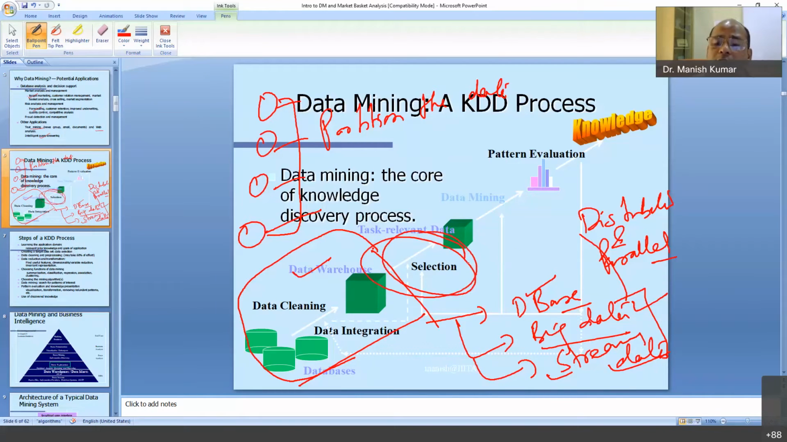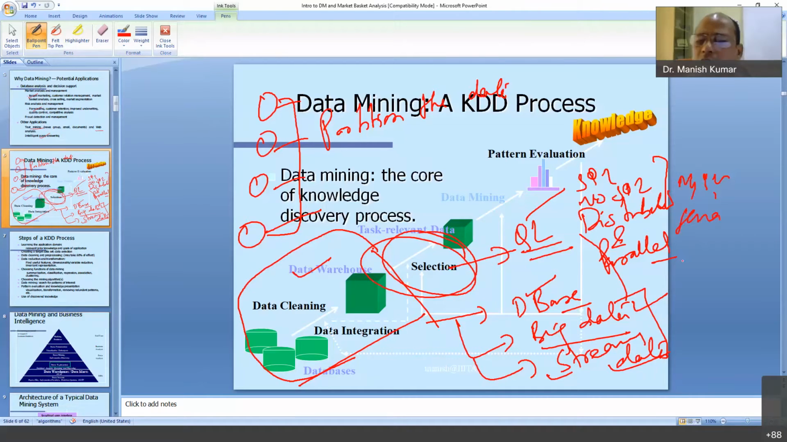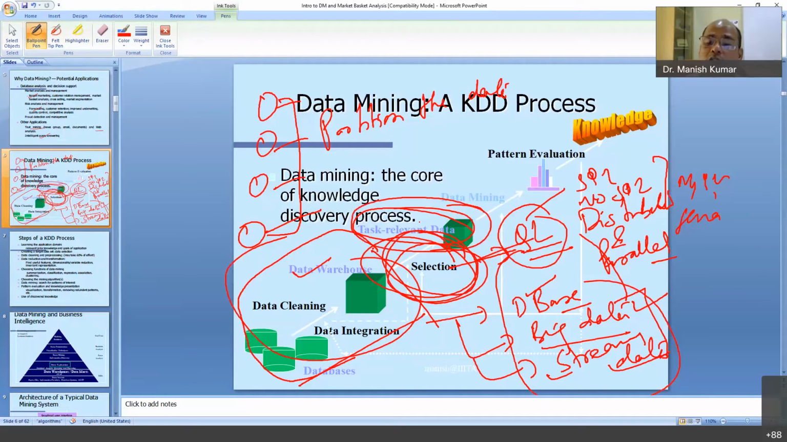So here is the place where we deal with the query language. It can be SQL, NoSQL, MySQL, Java, or any language which provides the constructs responsible for getting this task relevant data. This is the place where different databases are involved, and where query languages are involved. This is where you get the data required for pattern generation. That is why we call it task relevant data, and task relevant data is gathered through complex queries.